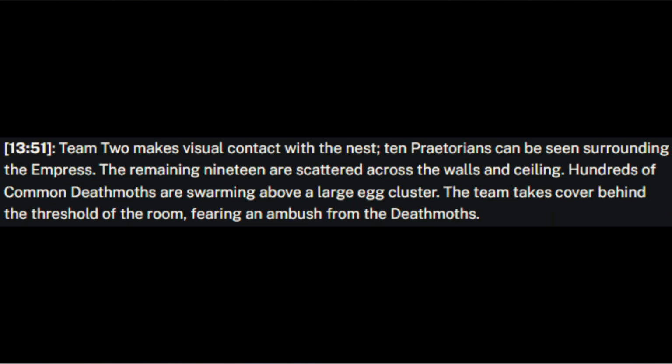1351. Team 2 makes visual contact with the nest. 10 Praetorians can be seen surrounding the Empress. The remaining 19 are scattered across the walls and ceiling. Hundreds of common Deathmoths are swarming above a large egg cluster. The team takes cover behind the threshold of the room, fearing an ambush from the Deathmoths.